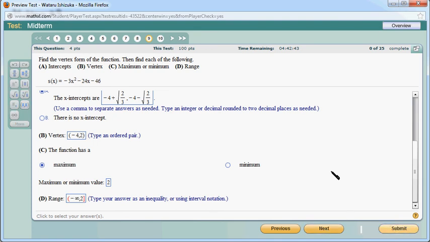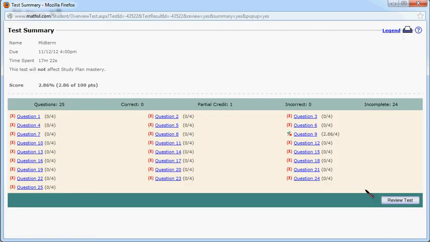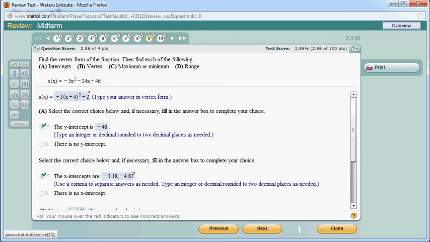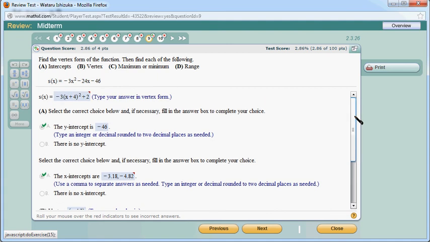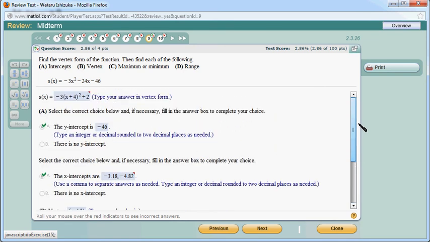Let's say submit. All right, you can see that, whoa, I made a mistake somewhere. Let's see if I can tell. Type your answer in the... okay, I forgot to type that in. Everything else is correct. Sorry about that, I forgot to type in the vertex form, but I think you got the point. That's it. I hope that this was clear.